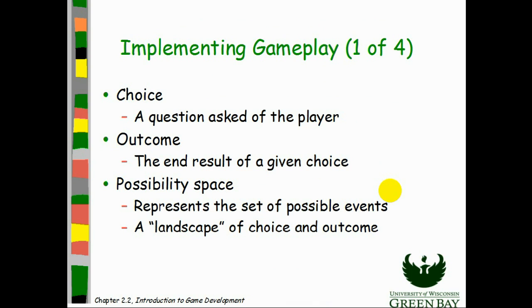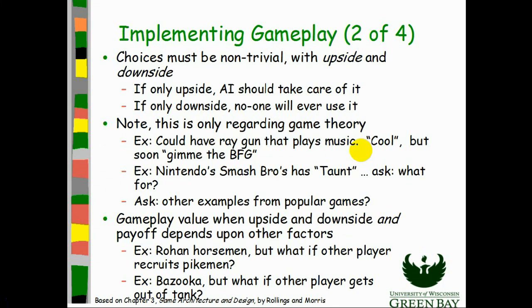A choice is a question asked to the player. What do I cast? Do I cast a bolt, an energy bolt, for example, or do I cast a Band-Aid? And the outcome is the end result of that given choice. And then the possibility space is that set of possible events and a landscape of choice and outcomes.